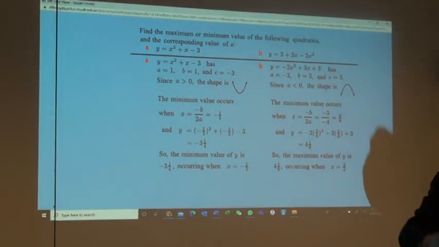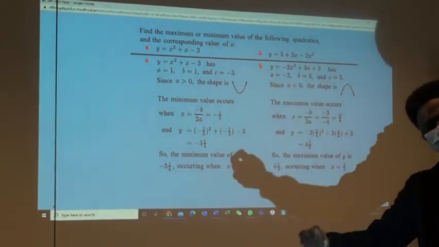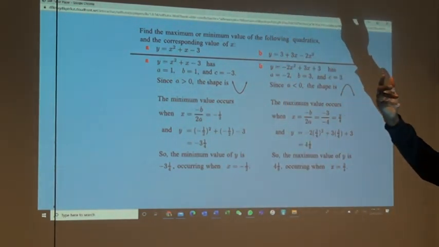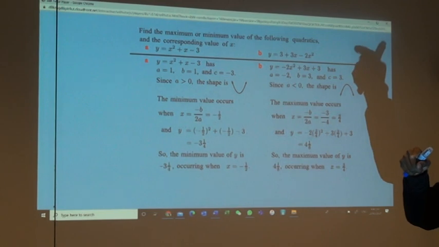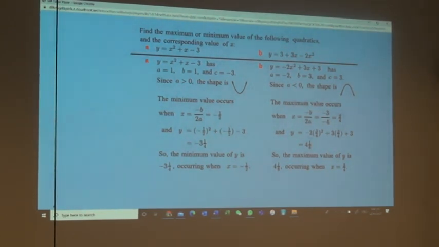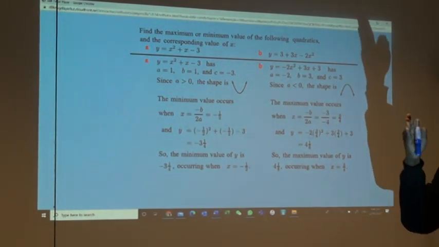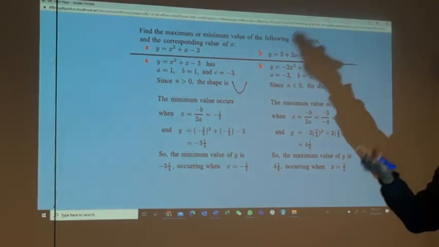Understand? Oh, since a is greater than 0, then the graph has a minimum point or minimum value. Remember, if there's a minimum point, it means there's a minimum value, because the point includes the x-coordinate and the value itself. Okay? Your point is (x, y). X is the value of x at that point, be it minimum or maximum. The y-coordinate of that point is the value itself.